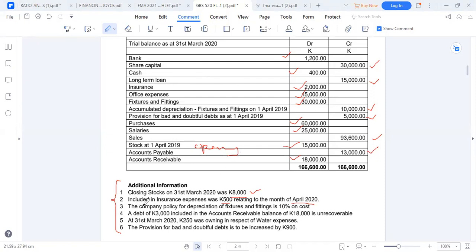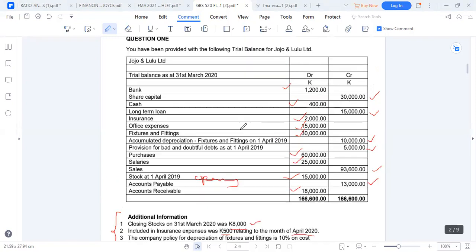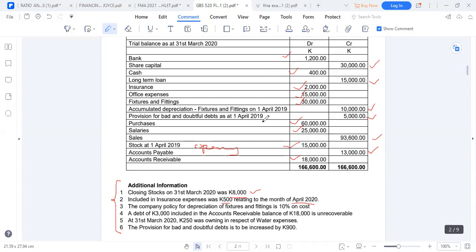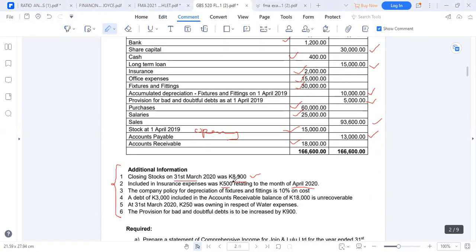We're told that included in the insurance expenses was 500, which was relating to the month of April 2020. But our accounting year ends at 31st March 2020. So after March, which month comes in? April. So April is a prepayment. If they said maybe June, you could know intelligently that it would be 500 times 3, but the month that comes after March is April. So there's 500 kwacha which was paid extra for a month. Our year was ending at 31st. So this 500 is a prepayment.